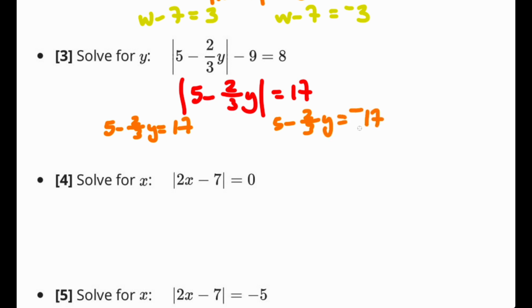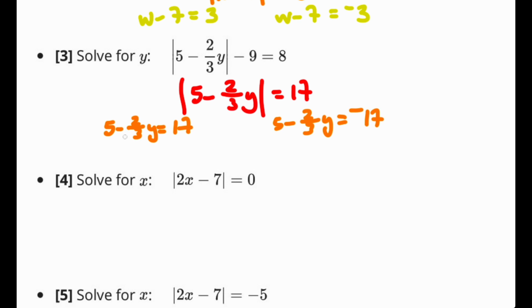And again, you're splitting this up because anything in the absolute value bars, as long as it's positive 17 or negative 17, you're going to get 17 out of it. Because the positive is going to stay positive, the negative is going to turn positive. So that's why we have that positive version and that negative version that you have to solve out for.